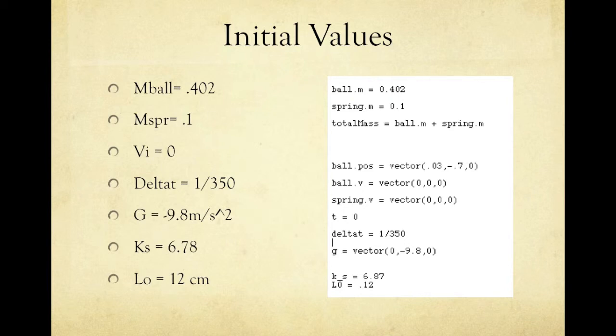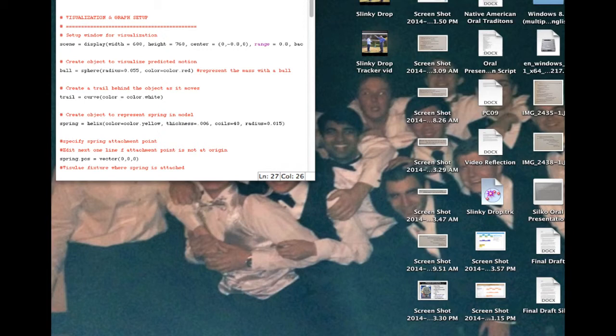But I gave the ball a mass of 0.402, the spring a mass of 0.1, and the position of 0.03, negative 0.7, and 0. The timestep I put on this was a little bit shorter than the earlier one, which was 1 divided by 350, because it showed the speed of the slinky well, and gravity, as always, equals negative 9.8 meters per second squared. The constants regarding the spring are exactly the same as last lab, as you can see them at the bottom of the screen. Now I will show you what this model looks like when my code is run.